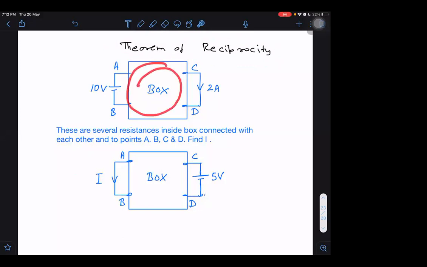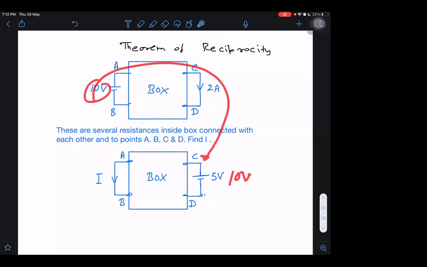Inside the box, we don't know what it is. But if I connect 10 volt across AB, then I'm getting a current of 2 amperes here. If I take this battery and put it on the other side, keeping 10 volt here, then what current will I get on the other side? Same 2 amperes.